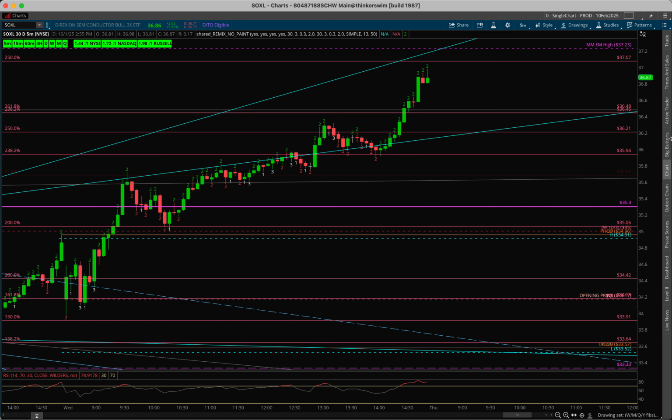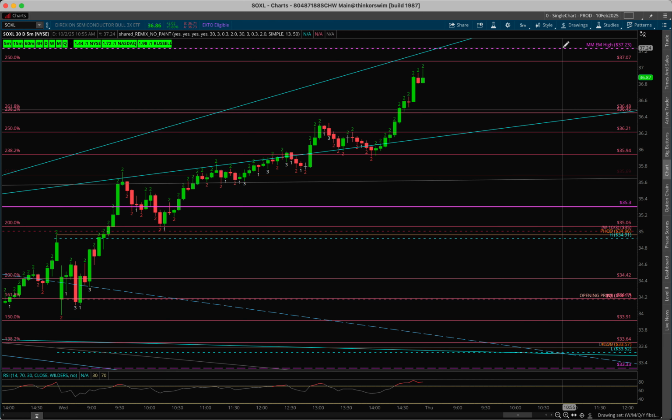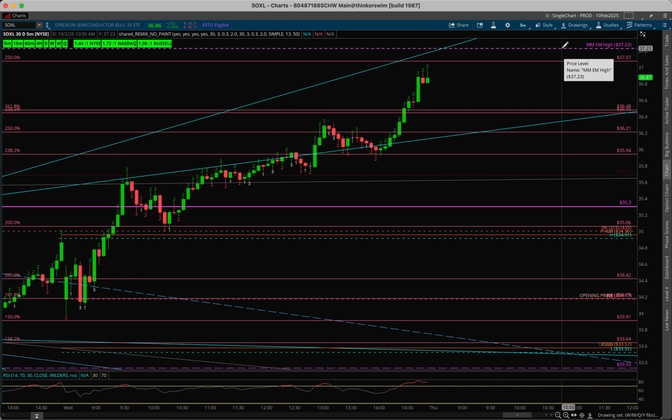So just looking at the intraday price action on a 5-minute chart, we can see that we have the major levels here on the screen. We've got the market maker's expected move high up here at 37.23. If you're not familiar with that level, make sure you check out our weekend video where we dive a little bit deeper into how we get that level and how we chart it on the chart here.